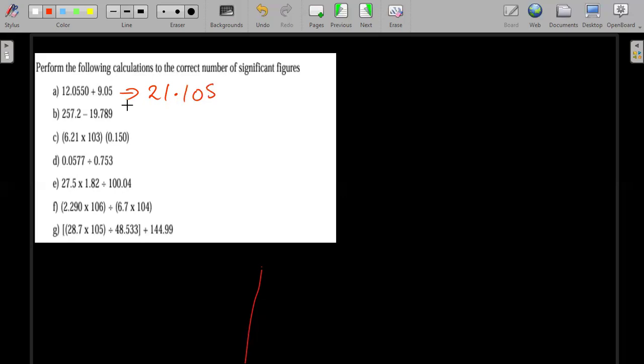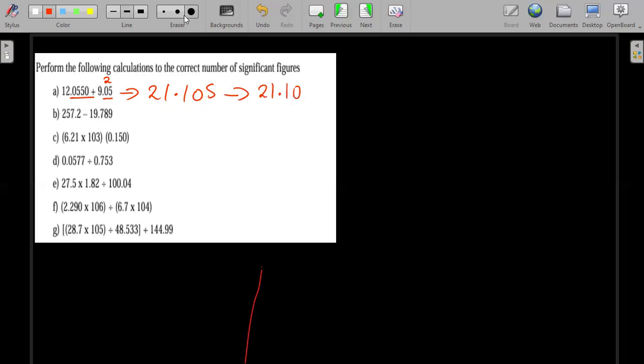So now we apply the rules of significant figures. What did we say we do when adding? Which one are we going to follow? We have this number which has 4 decimal places, and we have this number which has 2 decimal places. So which one are we following? Definitely the one with the least decimal places, which is 2. So now our final answer should have 2 decimal places. So we have 21.10. We have a 0 here, and then we have a 5.